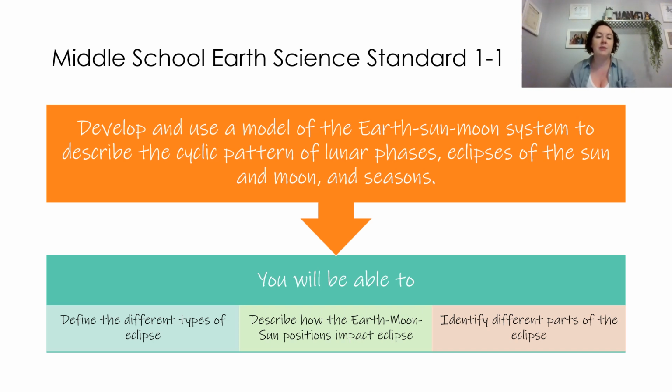So you are going to be able to, first of all, define the types of eclipses. There are 2 different types, plus then within there's like 2 other types, so technically 4. Describe how the Earth, Moon, Sun positions impact eclipses. Clearly, we don't have eclipses every day, and there is a reason for that. And then identify the different parts of the eclipses. So we have 2 major key terms that we need to understand, which will help play into understanding more about eclipses.